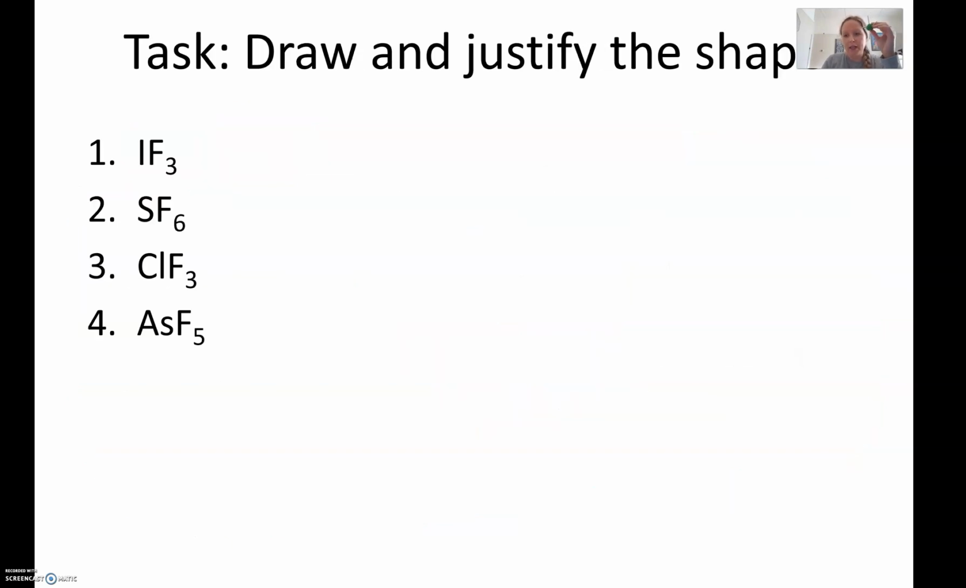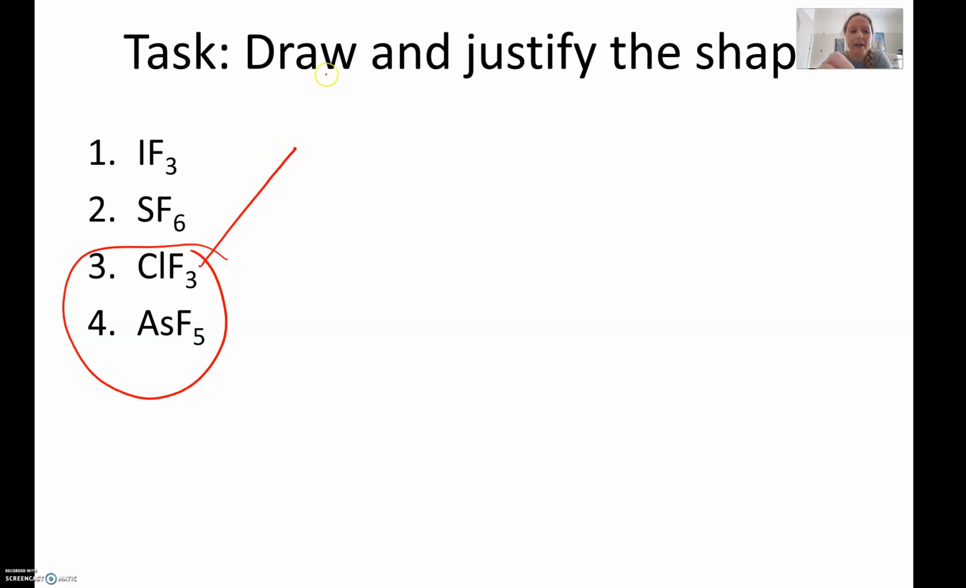So what we're going to do here in part B is draw Lewis structures and 3-dimensional shapes for some of these, and we're going to justify them. In this process, I'm actually just going to do 3 and 4, because you do 1 and 2 a lot. They're quite common examples. So we're going to start with ClF3.